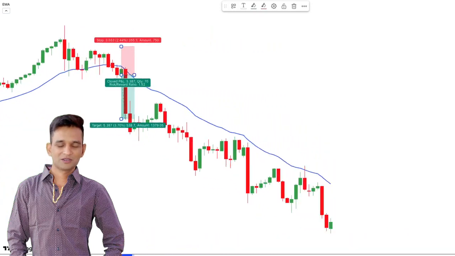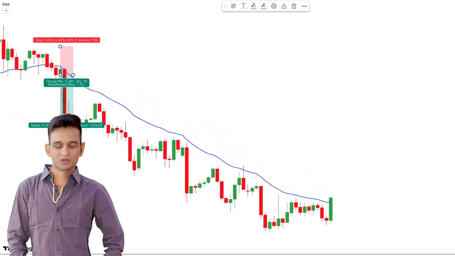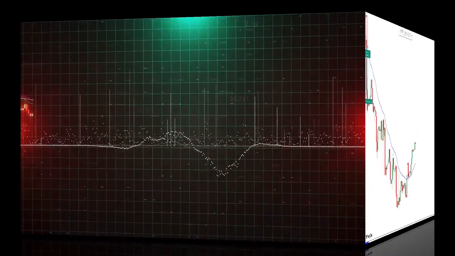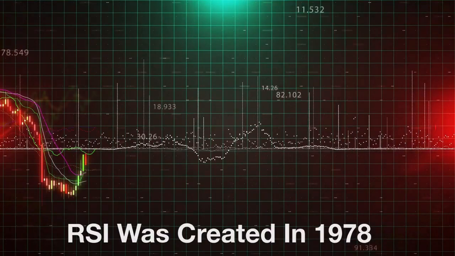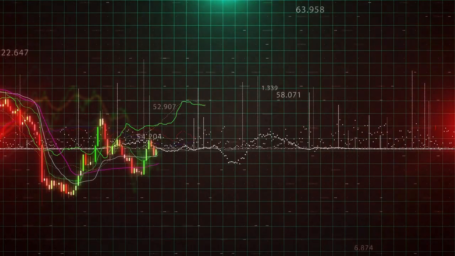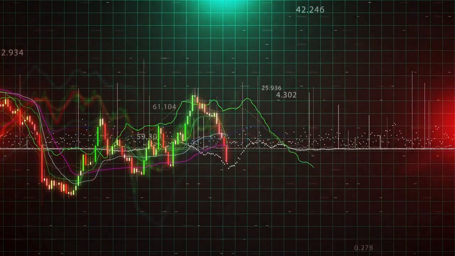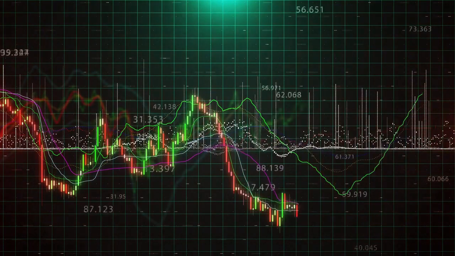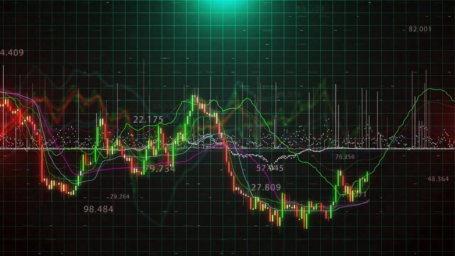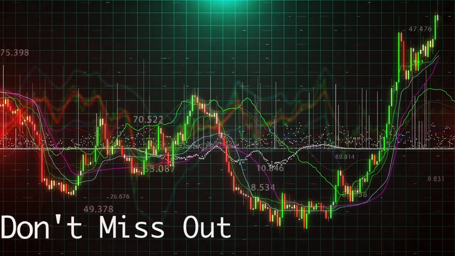Your gurus may have told you to use the traditional RSI to know when to exit your trades, but what they didn't tell you was that RSI was created in 1978. It is over 45 years old. I'm going to share with you today a modern and updated way to time your entries and exits so you don't miss out on those profits again.